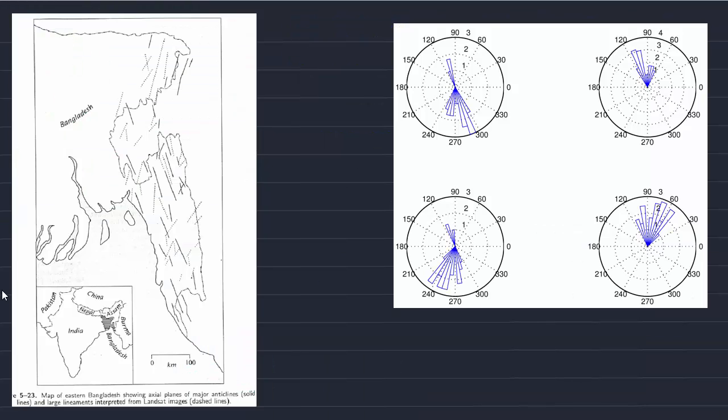So an example that Davis gives deals with oriented data, so it's not directional data, but orientations that have the 180-degree ambiguity. And he's looking at the directions of axial planes of major anticlines in eastern Bangladesh. So the anticlines are marked by the solid lines, and he wants to know whether the directions of the anticlines are similar or statistically equivalent to the directions of large lineaments seen in Landsat images or satellite images, and those are marked by the dashed lines.